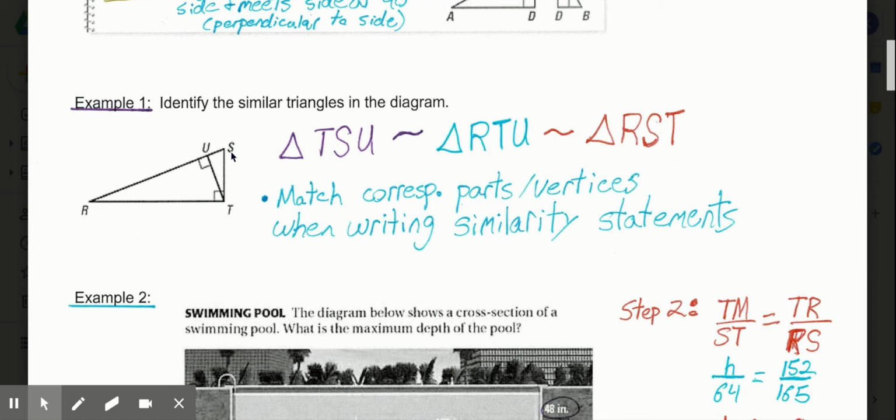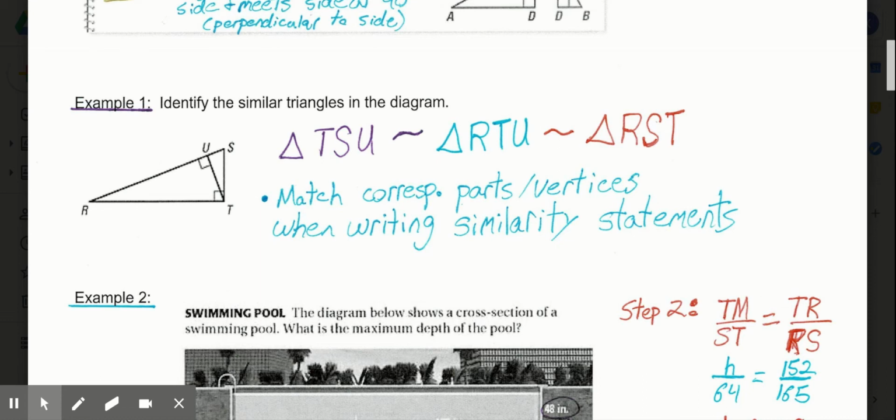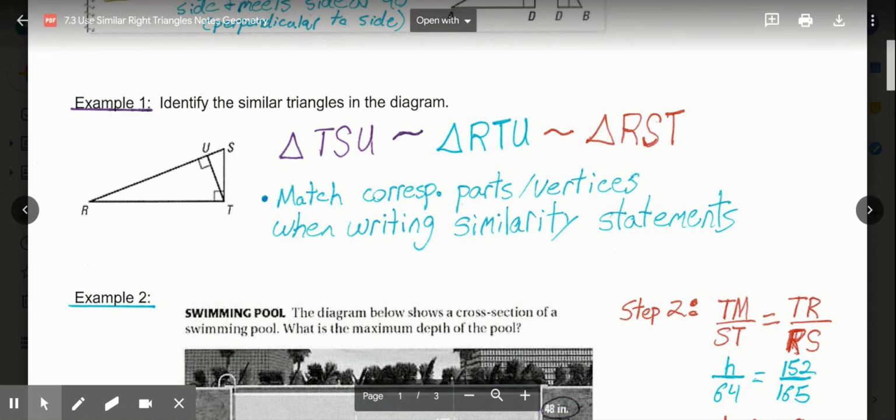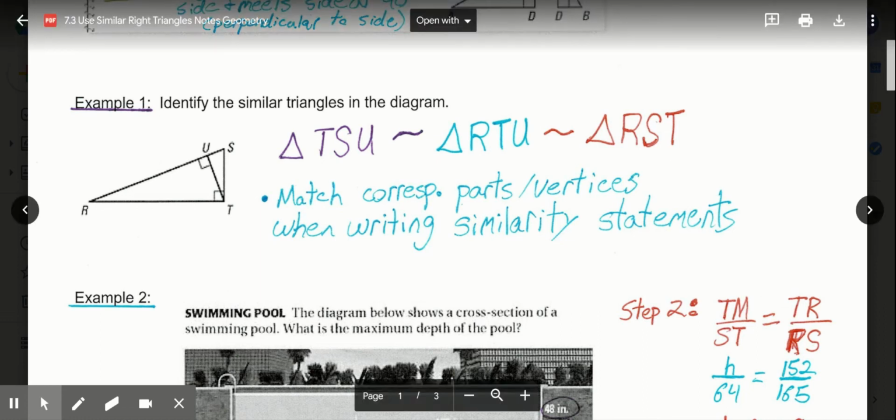So when we name these, you can start with any triangle. In this case, I started with the little triangle here, TSU. So I had TSU right here. Then I knew U was my 90-degree angle. So when I'm naming another triangle, this U is going to match up with whichever letter is the 90-degree angle. So then if I was going to name a triangle, let's look at RTU in this case. The U in my original 90 degrees matches up with the 90 degrees on this RTU, which also is U. So because U came third, U has to come third.